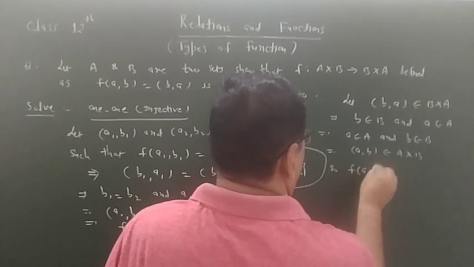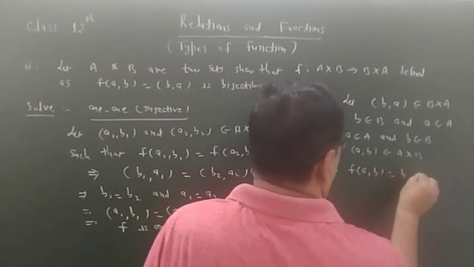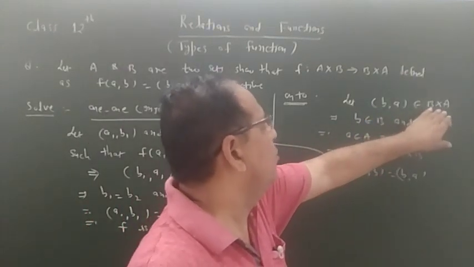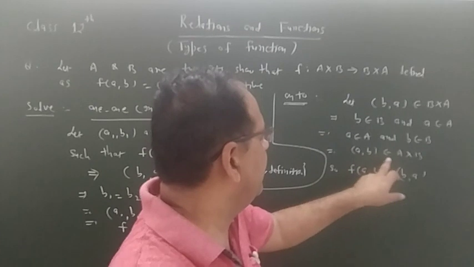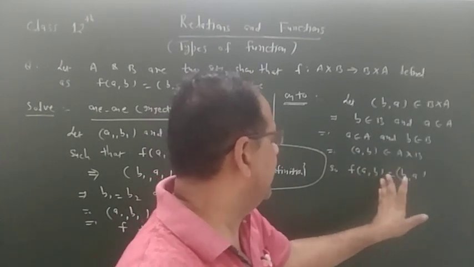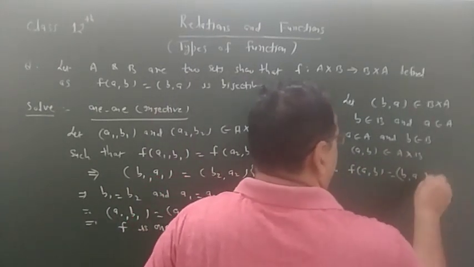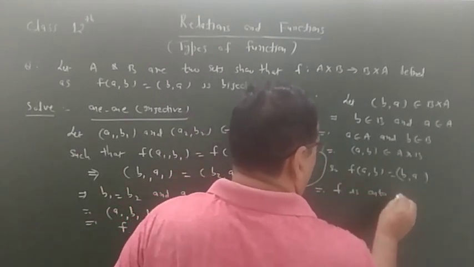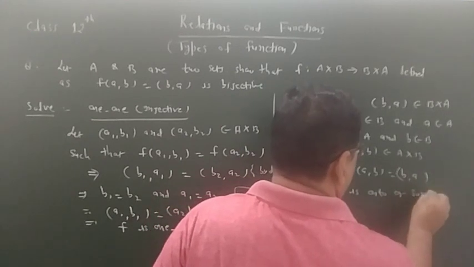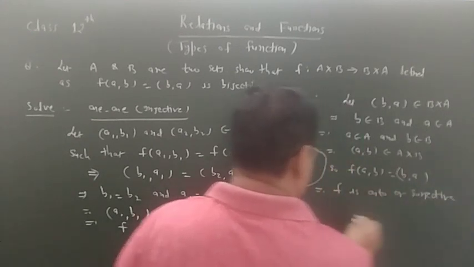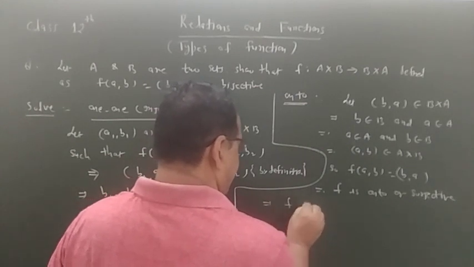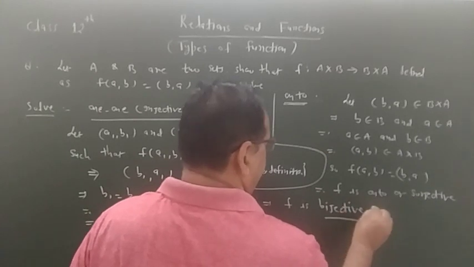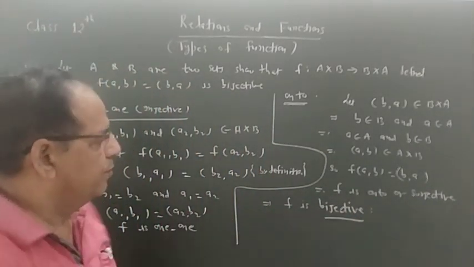So f(a, b) equal to (b, a). So for every (b, a) belonging to B cross A, there exists (a, b) belonging to A cross B such that f(a, b) equal to (b, a). So this implies that f is onto, or surjective. So f is bijective. Thank you.